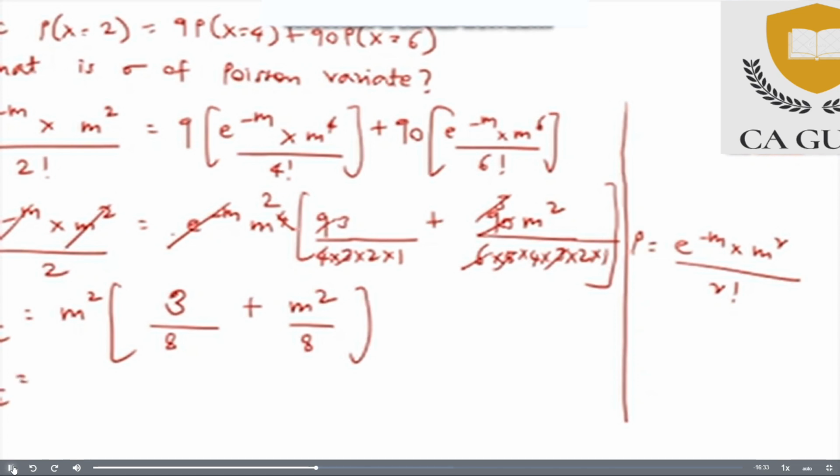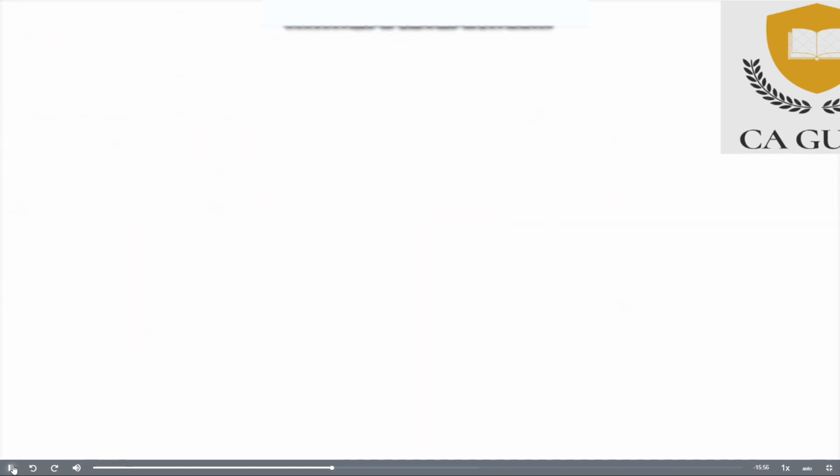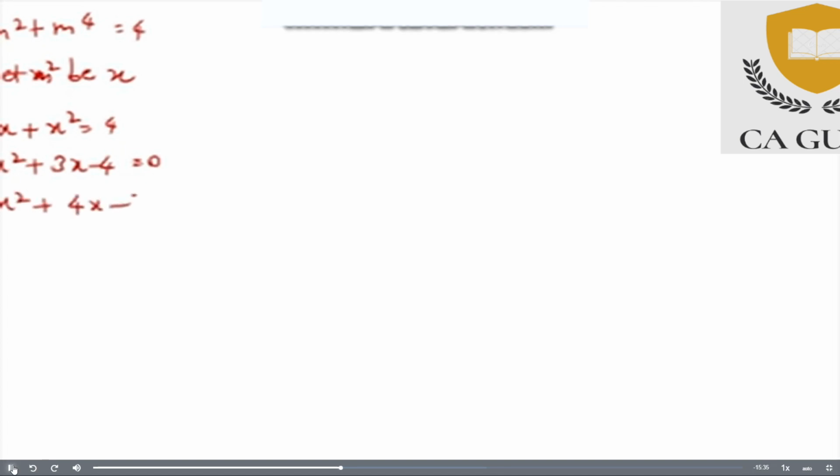This is the simplification here, and I can solve this. I can open the bracket. 1 by 2 is equal to 3 by 8 m square plus 1 by 8 m to the power 4. Before that, 1 by 2 equals 3m square plus m to the power 4 over 8, and 2 4s are 8. So 3m square plus m to the power 4 equals 4. Let m square be equal to x. So 3x plus x square equals 4. x square plus 3x minus 4 equals 0. x square plus 4x minus x minus 4 equals 0.